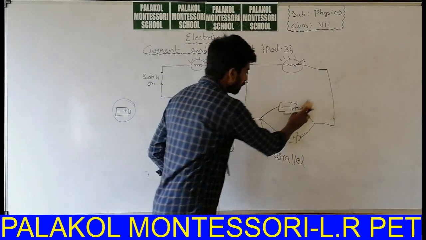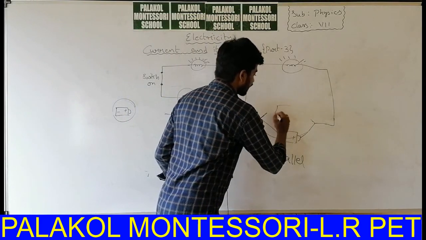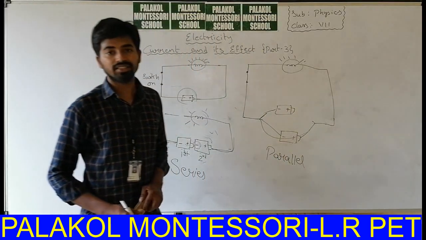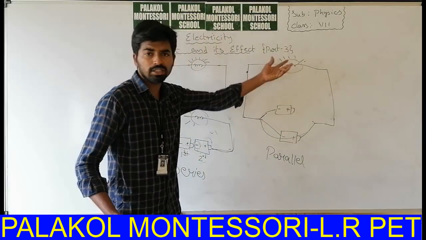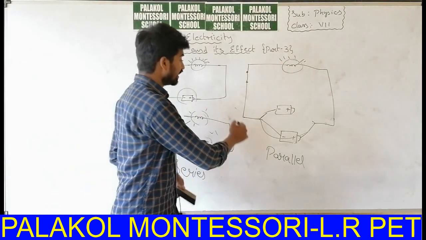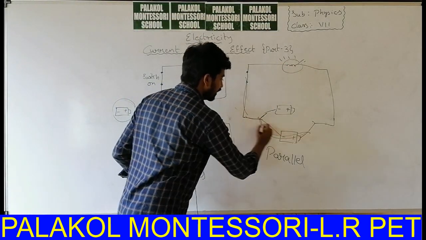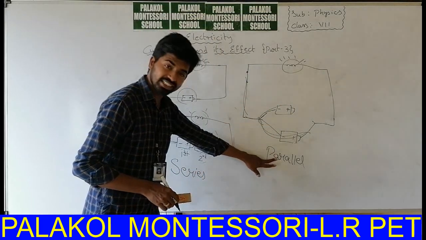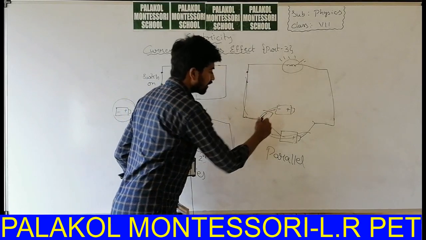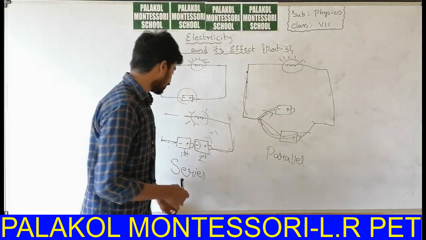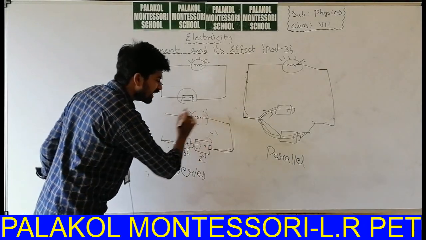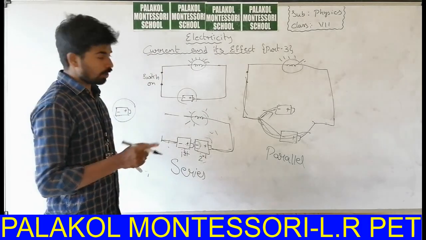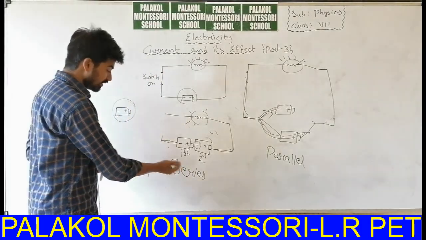But here, if one path is disconnected, where a battery was connected and a gap is observed, I didn't connect any wire here. Even if there is a gap here, the bulb will still glow. Why? Because the current has two possible paths. It can go like this, or it can go like this. In a parallel connection, the current may have two different ways. In a series connection, there is only a single path for the current flow.